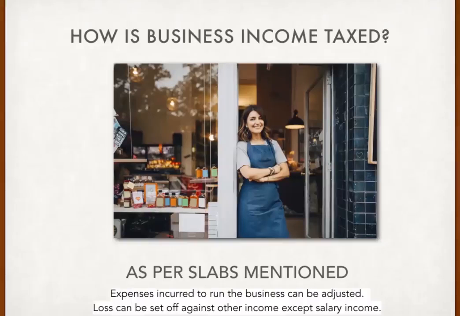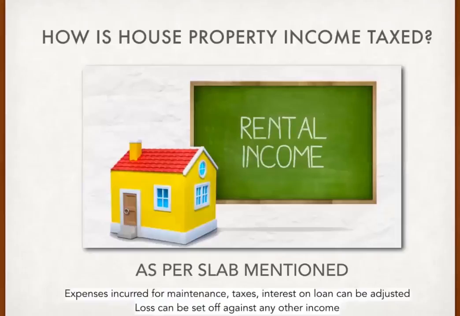So if you already have a salary income coming in and also a business income coming in. Let's say you also get an interest income, or you get rental income. If you incur a loss in your business, you can set it off against your rental income or your interest income, but not against your salary income.